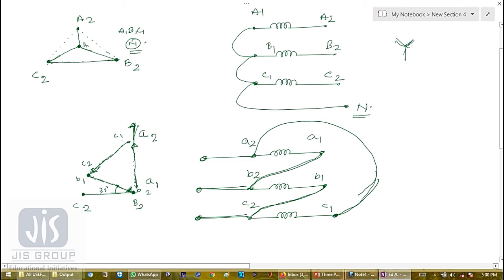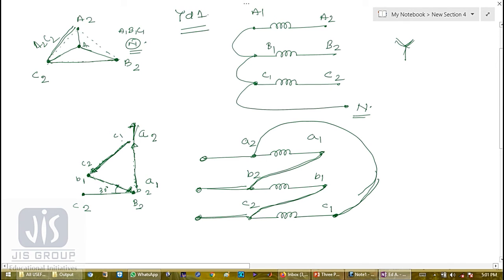So this is my YD1 connection. Okay, so we have taken this B2C2. Similarly, this is my line voltage A2C2. Okay, so this is my line voltage A2C2. So on the secondary side, this is my A2C2, and this is my primary side line voltage.